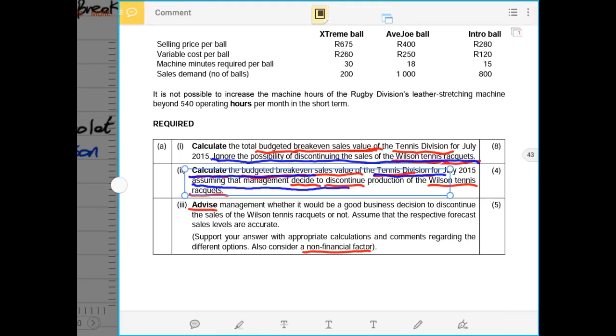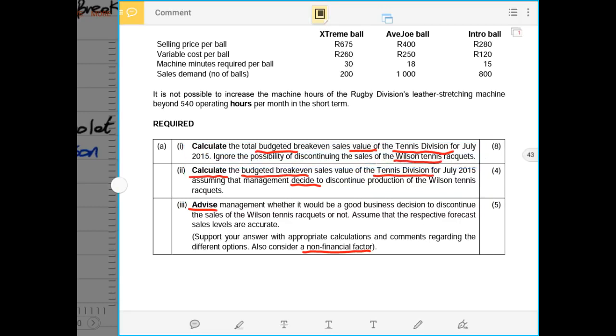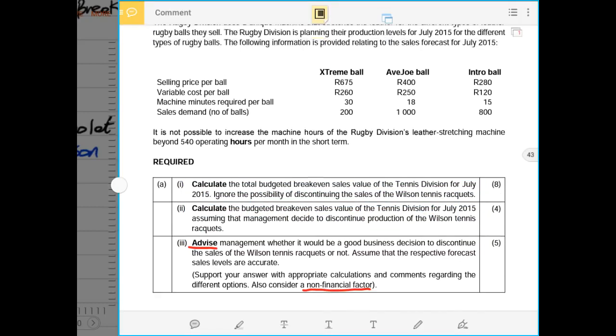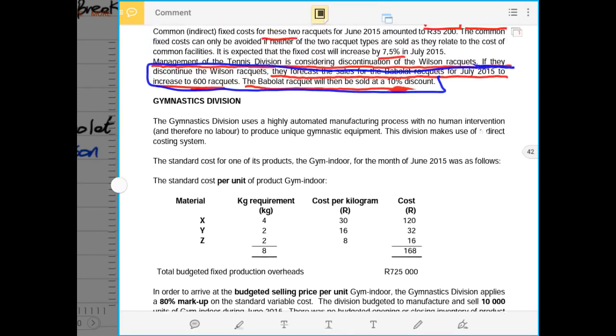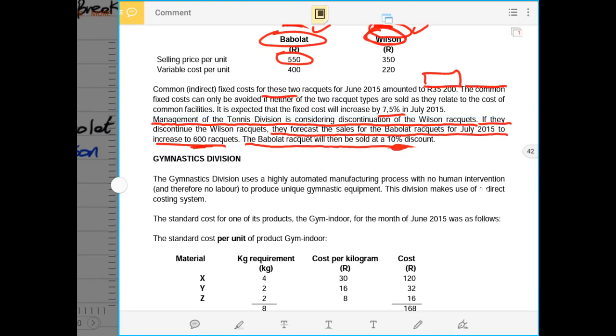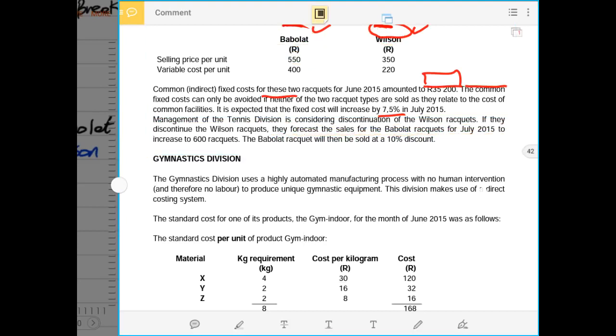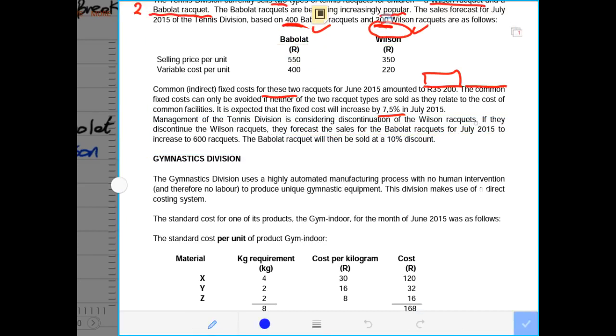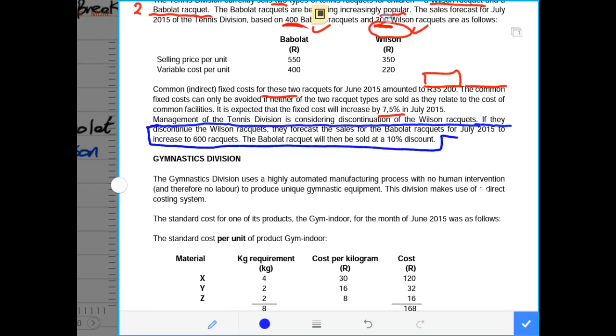So now if they discontinue, I need to go and read the information that relates to the discontinuation of this product. Hence, I decided previously not to read the part that I had underlined in blue, which is red now, and there's no underlining. I decided not to read this because this information relates to the discontinuation of product Wilson. So now, meaning that we are required to calculate the break-even point after they discontinue, I need to take this into consideration.